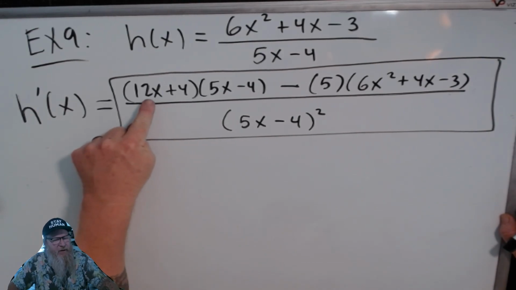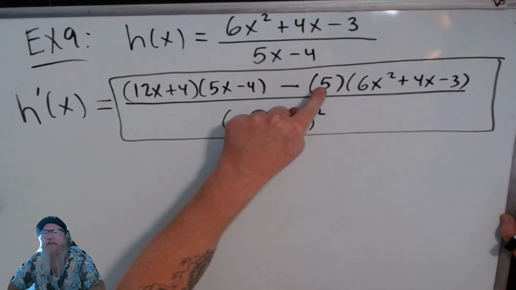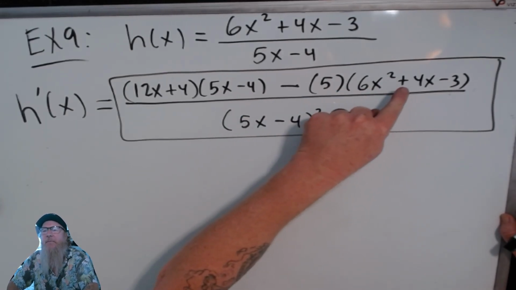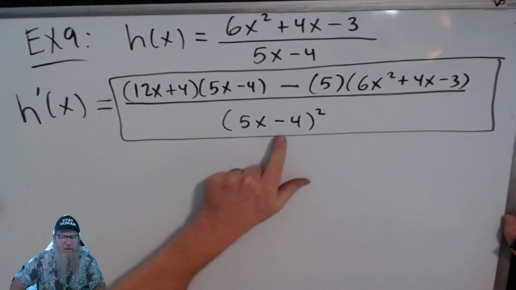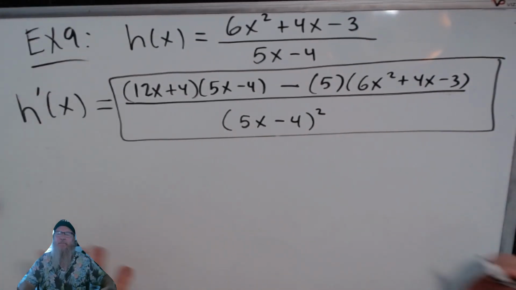So derivative of the top times the bottom minus the derivative of the bottom times the top all over the bottom squared. And you don't have to simplify it.